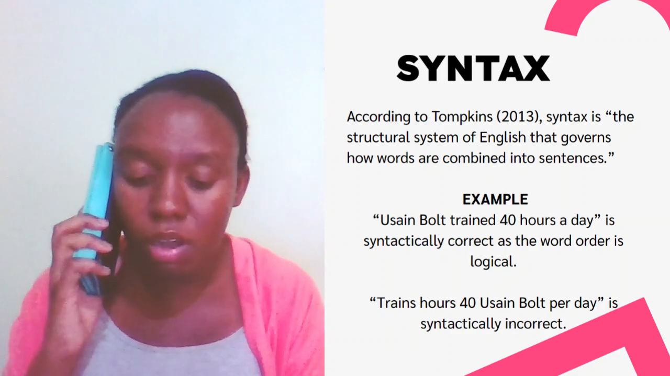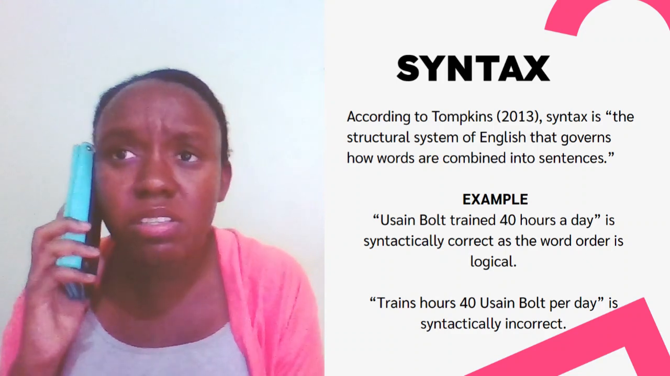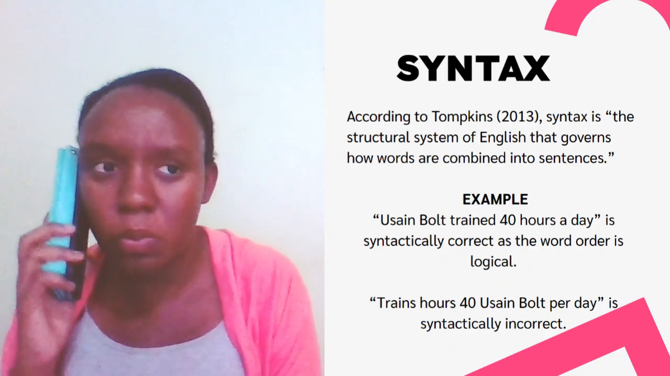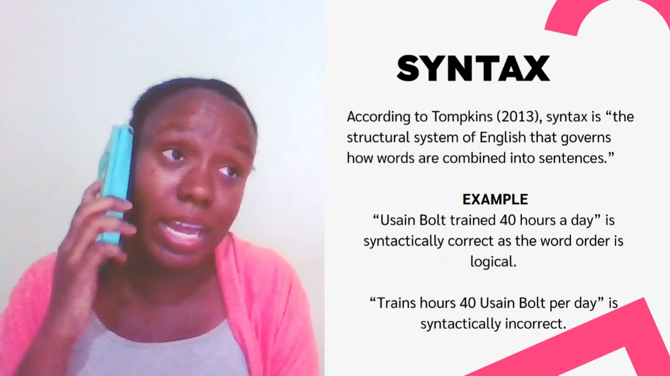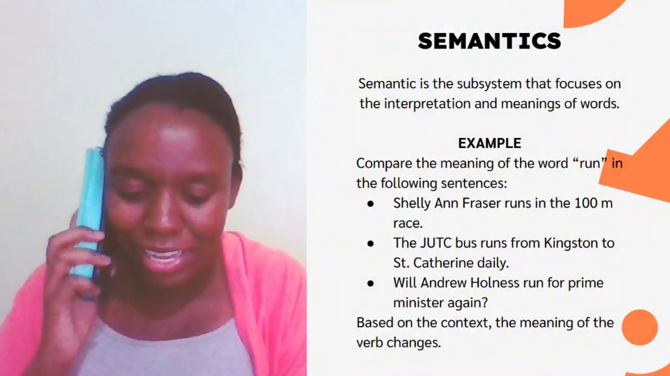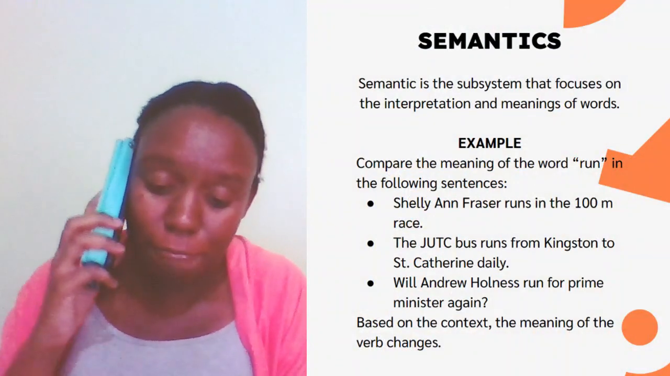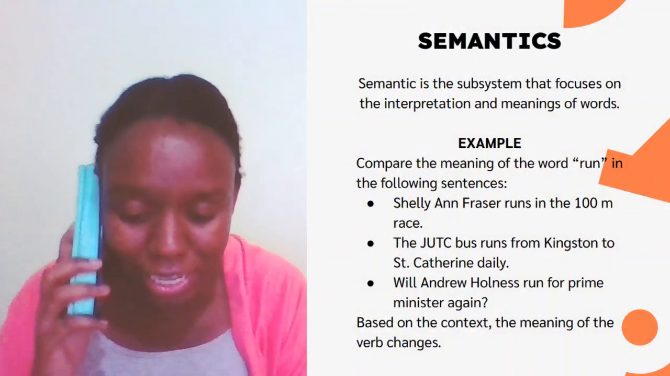However, syntax would also tell us that "trains hours 40 Usain Bolts per day" is not a well-structured sentence, even though we can draw meaning from that, but it's an incorrect sentence. So that leads me to semantics. Right, semantics. Semantics is a subsystem that focuses on interpretation and meanings of words.